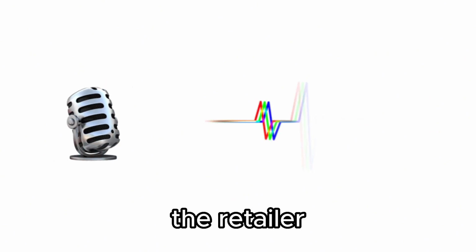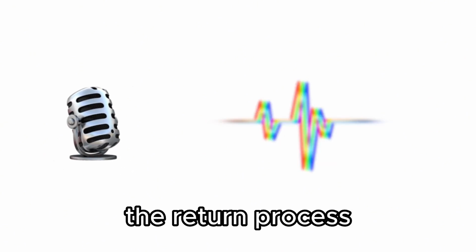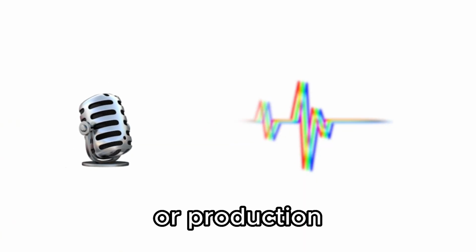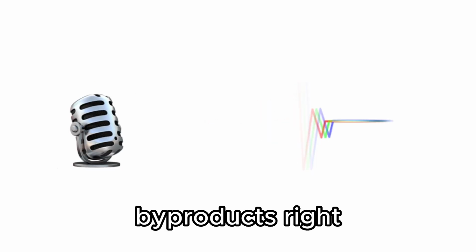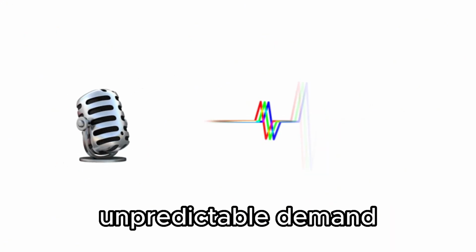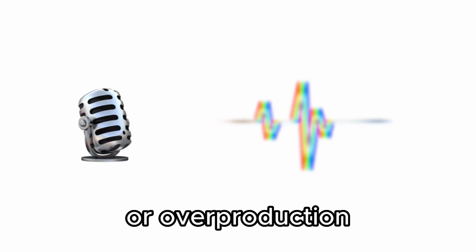Then we move on to consumer returns. This is when customers return products to the retailer, who then manages the return process with the distributor or the manufacturer. So in terms of the manufacturer return types, maybe there's a surplus of raw materials, quality control, or production leftovers and byproducts. And then the manufacturer return reasons would be poor production planning and forecasting, unpredictable demand or overproduction.